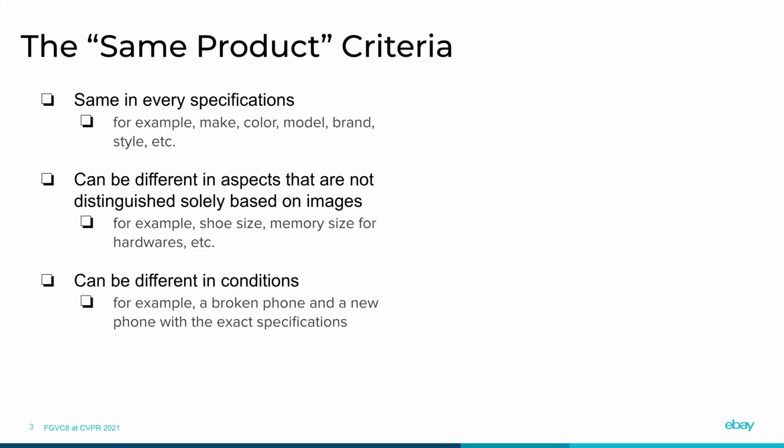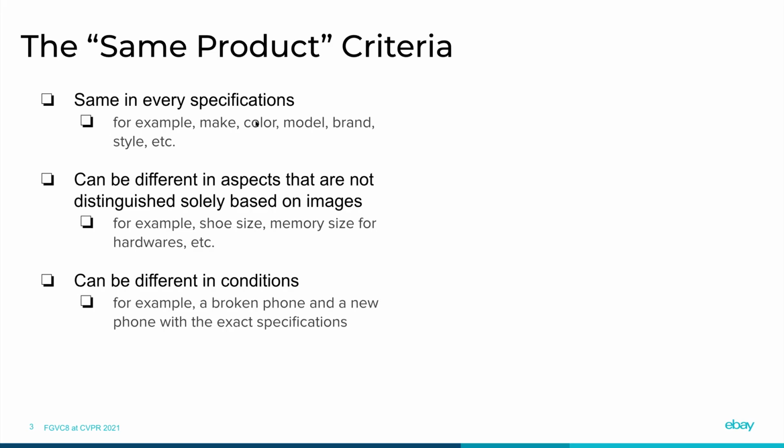Ground-truth annotations are extremely subjective and challenging in our task. So in general, we require a pair of images to share products that are the same in every specification, for example the product make, color, model, and many other aspects. But there are exceptions: a positive pair can be different in aspects such as shoe size or computer memory size, which are not distinguishable solely based on images. We made such exceptions so visual models can be fairly evaluated.